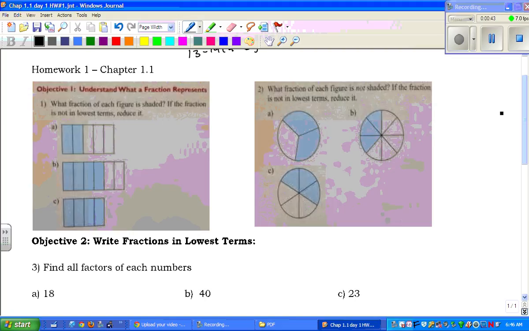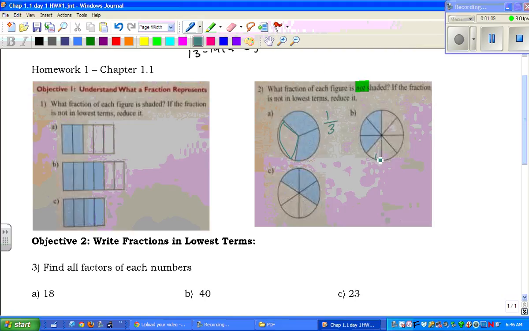It says what fraction of each figure is not shaded. Okay, so taking a look, what is not shaded is this one portion right here. So it's 1 out of 3. And is that in lowest terms? It is.